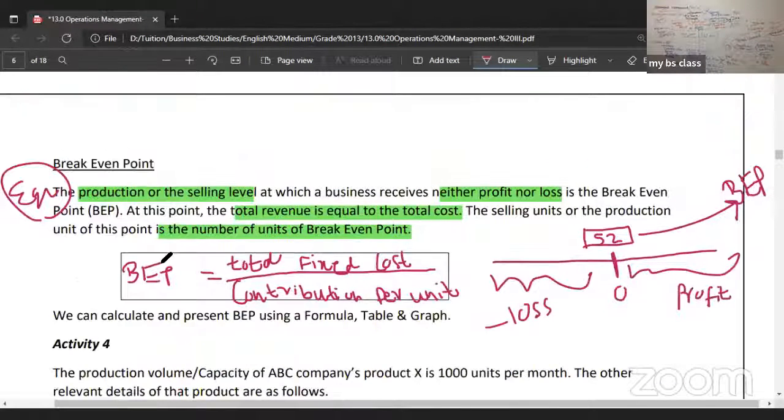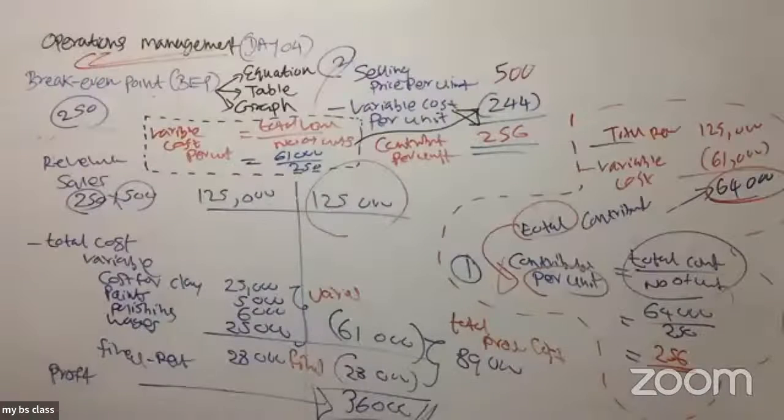Right. Now what I want you to do is, can you calculate the break-even point for the activity number 3?